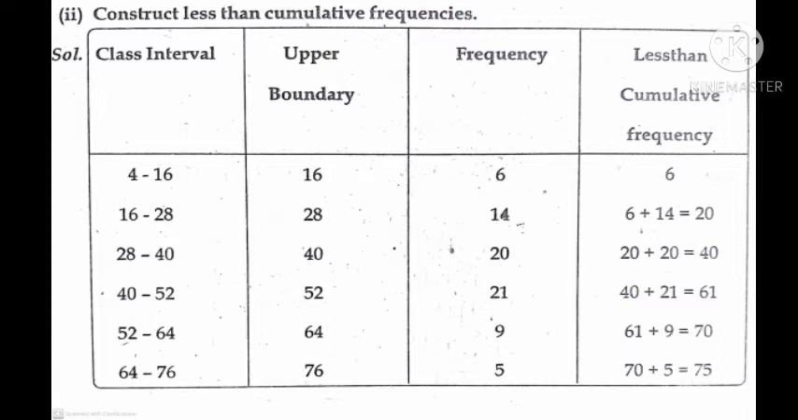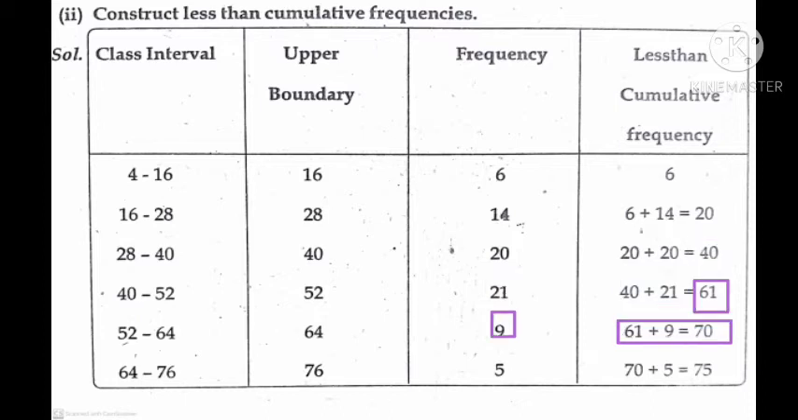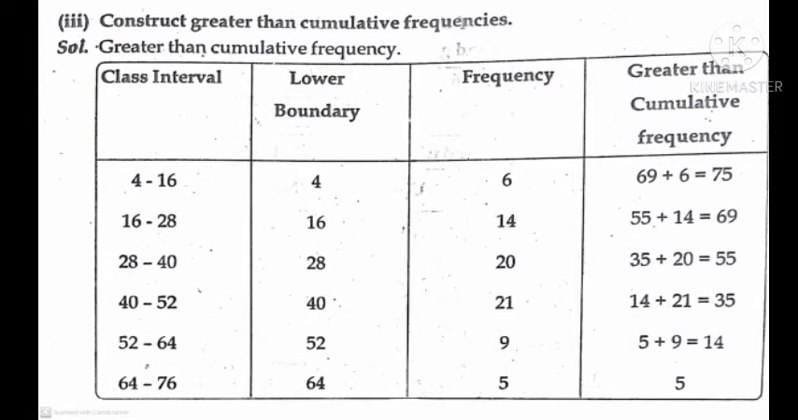Next frequency. This is also given in the problem. Next we have to calculate less than cumulative frequency. That means we should add the frequencies from top to bottom. See how: 6 first as it is copied. Next step, 6 plus 14, that is equal to 20. Next 20 plus 20, 40. Next 40 plus 21, 61. Next 61 plus 9, 70. 70 plus 5, 75.